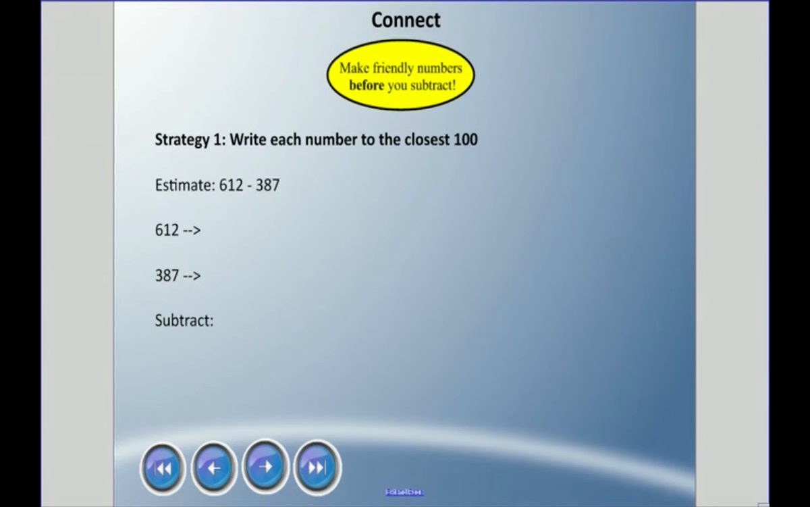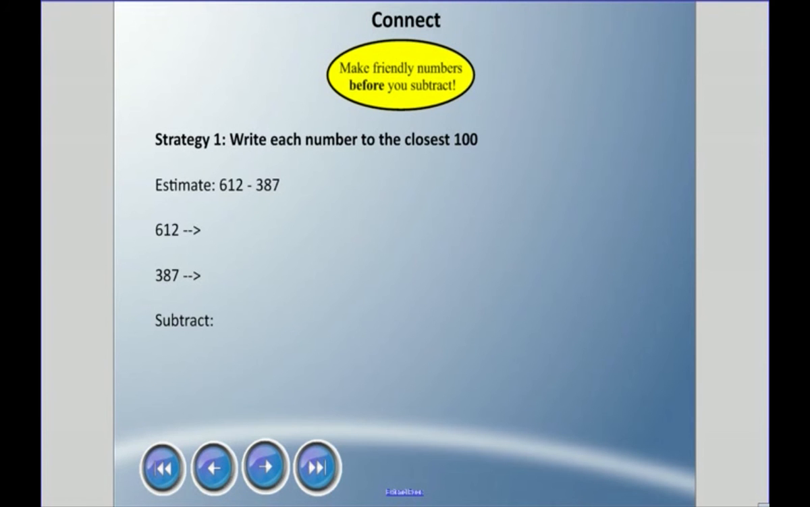Okay, so we're going to look at estimating differences, and that means the answer that we get when we subtract. And so we're going to look at three strategies. First strategy is write each number to the closest hundred. So let's say I wanted you to find an estimate for 612 minus 387.